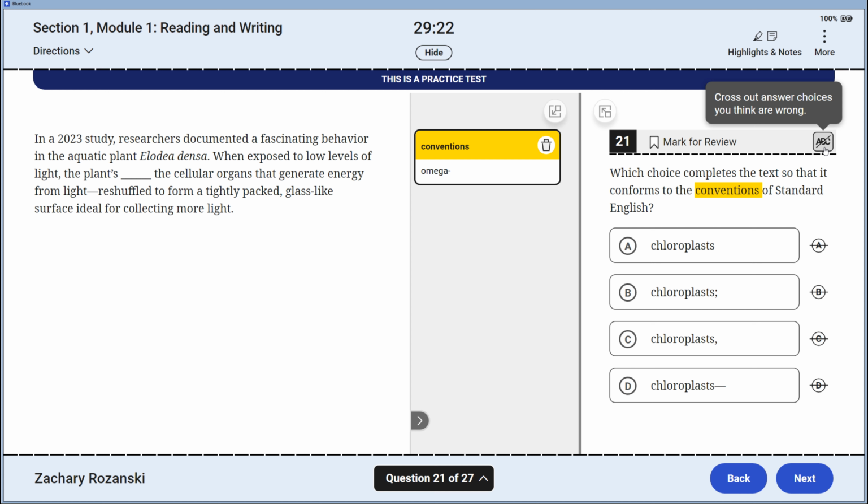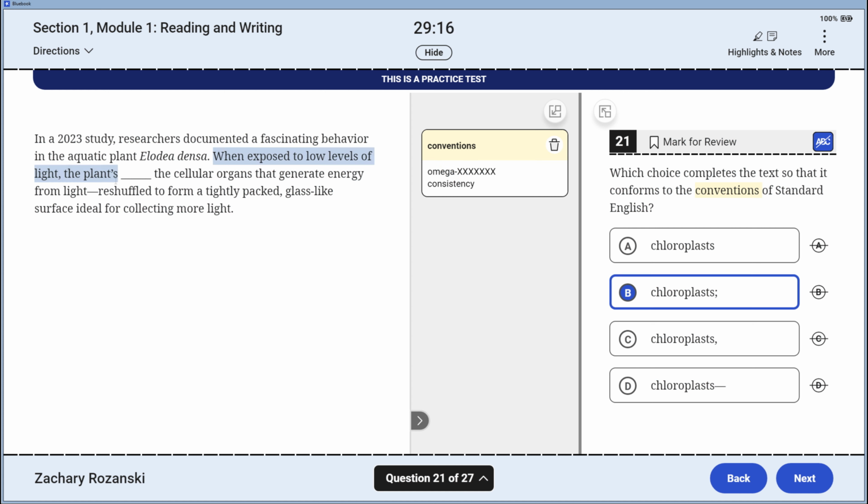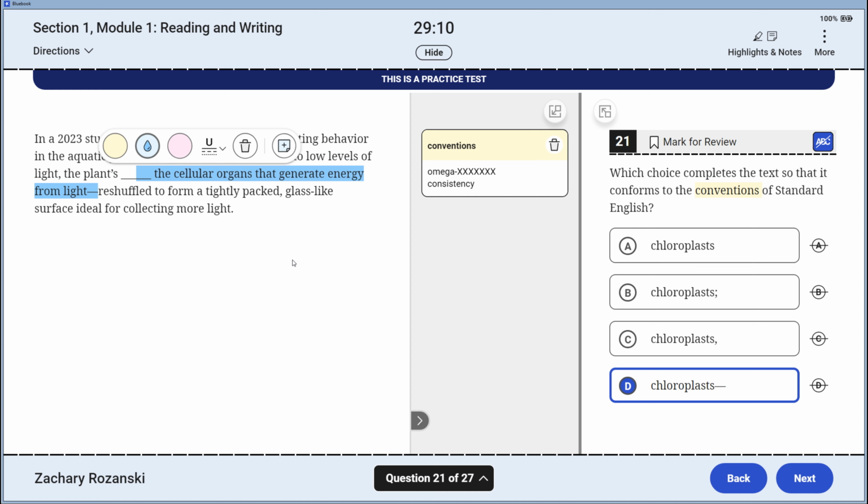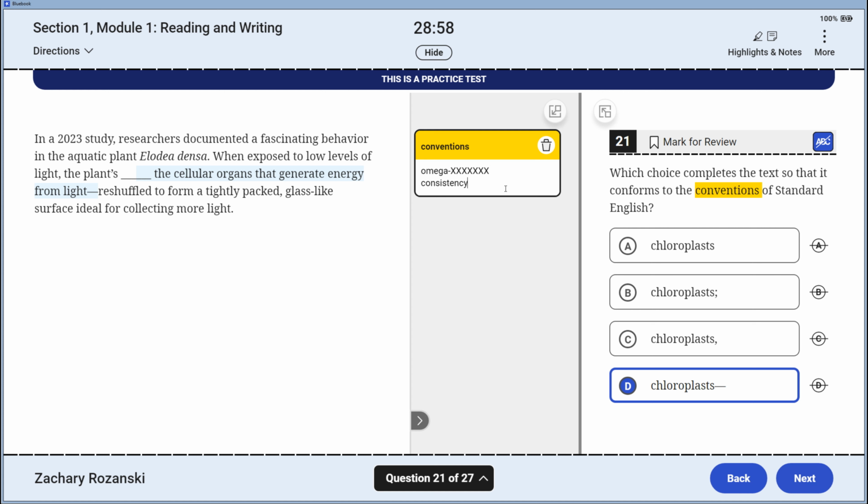We've got 21 on the table. Omega considerations. What do we got? Nothing seems to be popping here. We're going to look for consistency now. I'm going to go after the semicolon first because he's super honest. I don't see a semicolon. However, I do see this little dash, Areno. Dash to dash. Can I read over the bridge and have it make sense? When exposed to low levels of light, the plant's chloroplasts reshuffled. I absolutely love the way that sounds. And the thing under the bridge, the cellular organs, describes chloroplasts. So D is my gorgeous pick for consistency. We love this little dash.